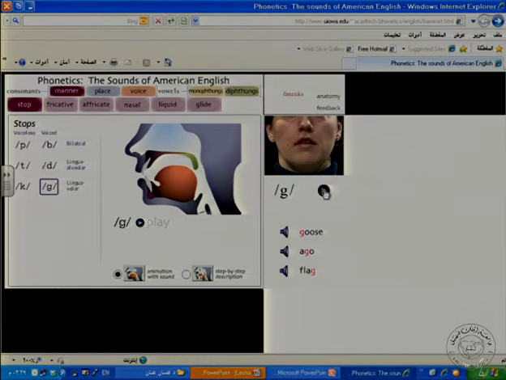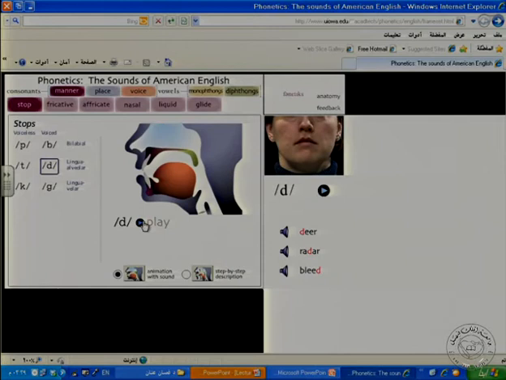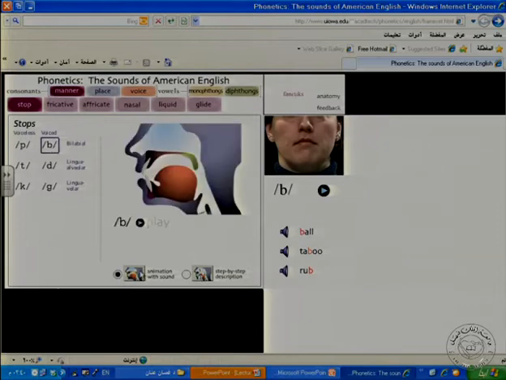See, g. Back to this image. See, this is g. d. Again, see. Tongue touches the alveolar ridge, and the result is d. One more example for the bilabial, b. Yes, see, bilabial. Again, p and b, both are the same.